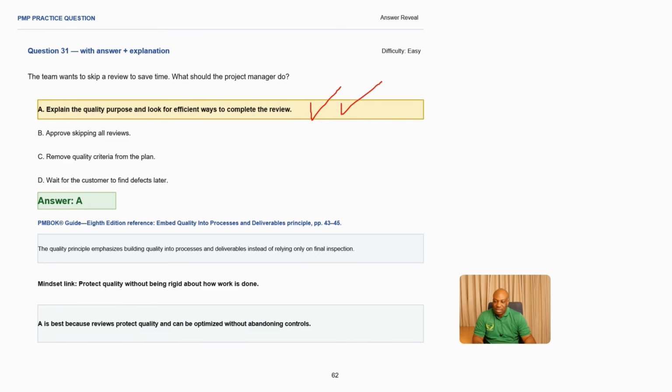Explain the quality purpose, okay, and look for efficient ways to complete the review, which is very important. All right. And what is our reference here? We need to embed quality processes and deliverables in a project. And our mindset that should be applied to this particular scenario is you need to protect quality without being rigid about how it's going to be done. So this is very important. This is a very important mindset. Everything that you do in a project must be quality checked, must be quality protected, making A the best answer, okay? Because it reviews and protects quality. It can also be optimized without abandoning controls, making A the best answer.